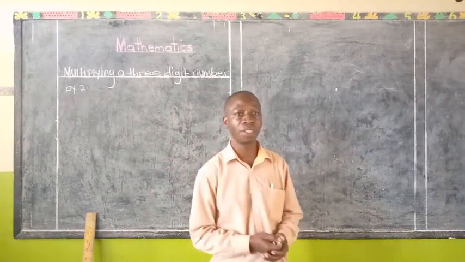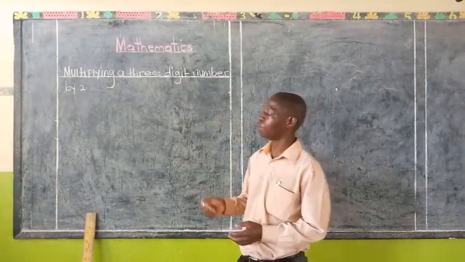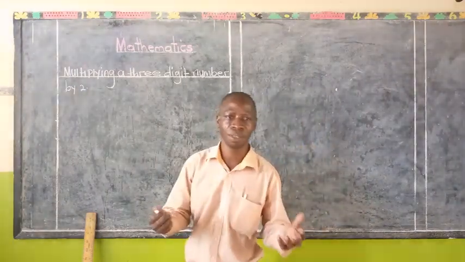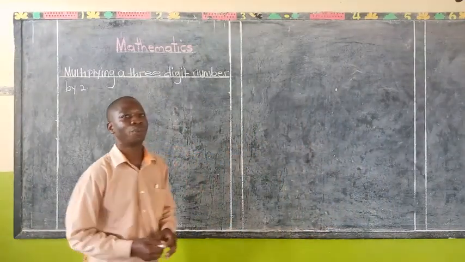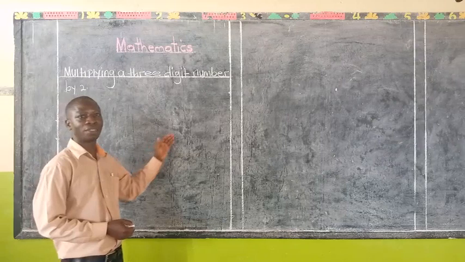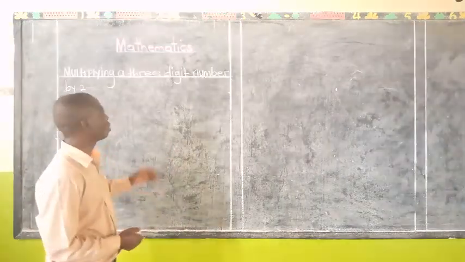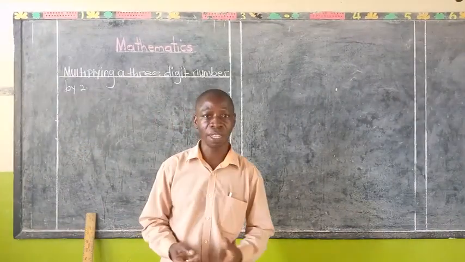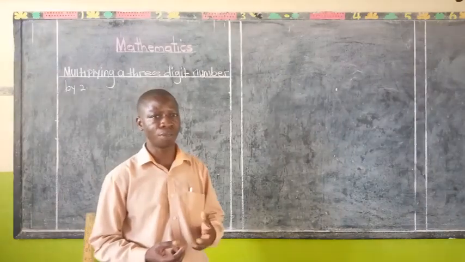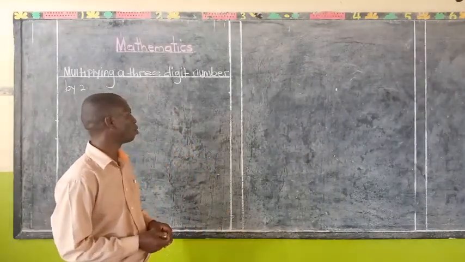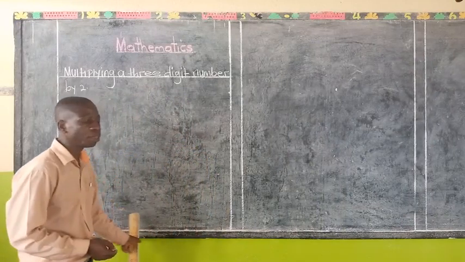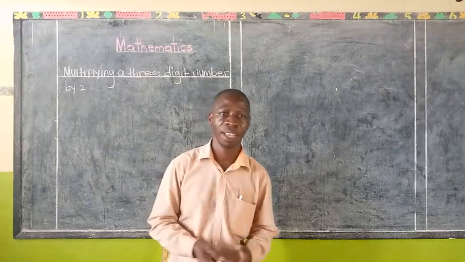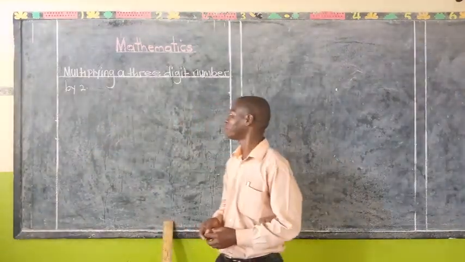In our previous lessons, we looked at subtraction of 3-digit and 4-digit numbers, and we tried to define a 3-digit number as a number which has got 3 place values. We also looked at subtraction of numbers that involve word form, that is to say, application of subtraction. In our lesson today, we are going to look at another operation, and that is multiplication.